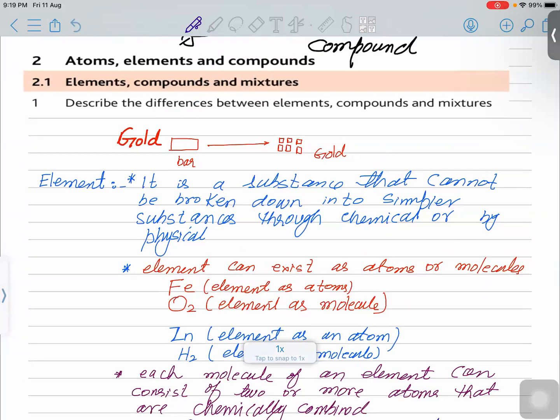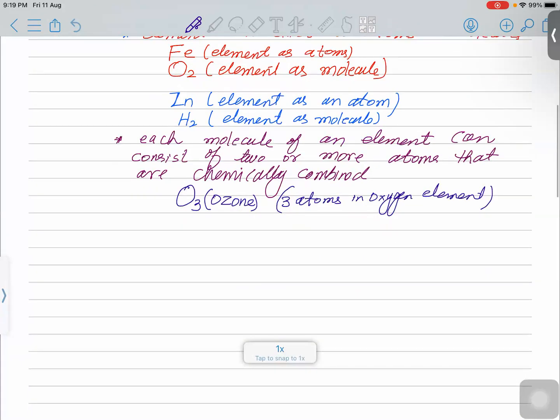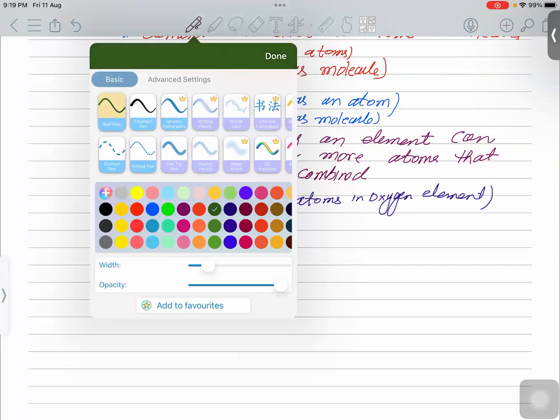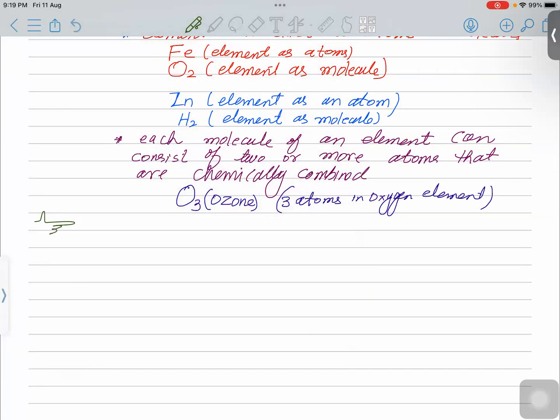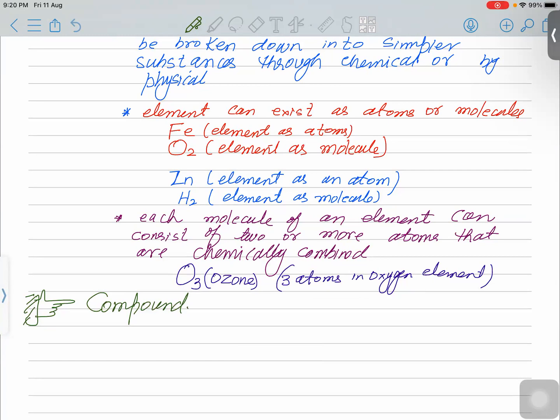You know the question is to describe the differences between element, compound, and mixture. Now, next is compound. In elements, you know that all elements are written in the periodic table, so you can identify elements within the periodic table. So what is a compound?